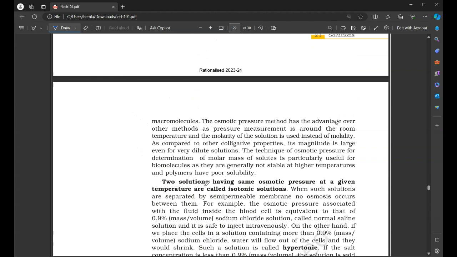The osmotic pressure method has an advantage over other methods as pressure measurement is around room temperature, and molarity of the solution is used instead of molality as compared to other colligative properties. Its magnitude is large even for a dilute solution. This technique is particularly helpful for biomolecules as they are generally not stable at high temperatures, and polymers have poor stability. So this can come for 2 marks: why the osmotic pressure method has an advantage over other methods.